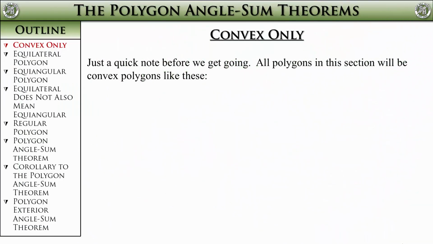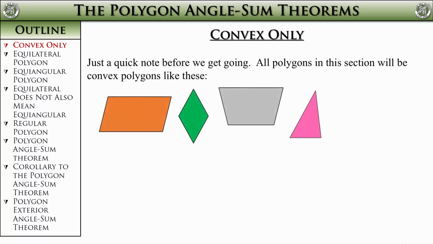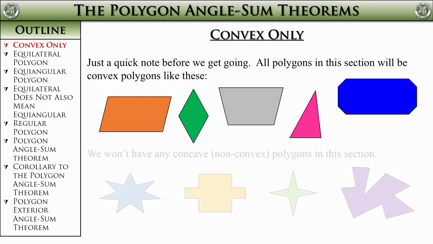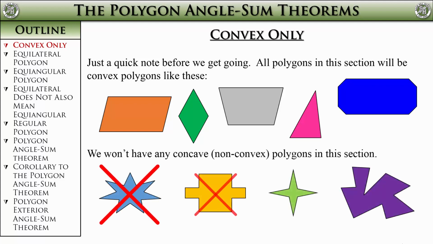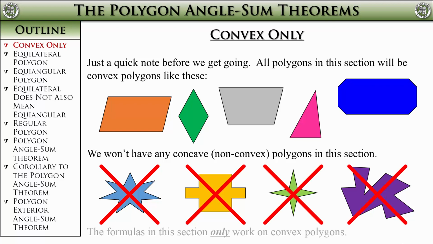All polygons in this section will be convex polygons like these. All of these polygons pass the so-called rubber band test. None of them go in on themselves. We won't have any concave, otherwise known as non-convex polygons in this section. No polygons like any of these here. The formulas in this section only work on convex polygons. It's good that convex polygons are far more common than concave ones.